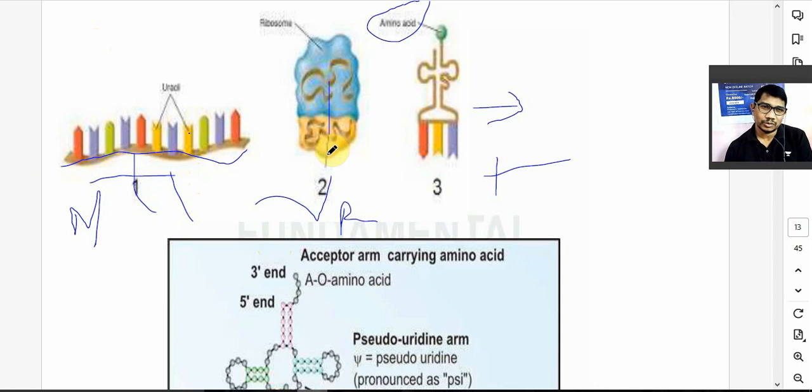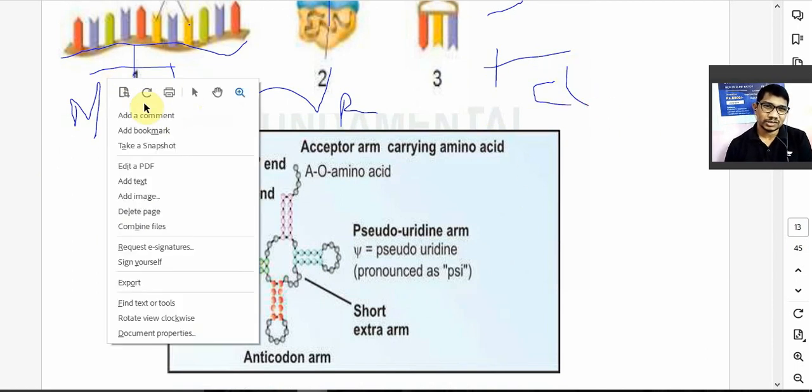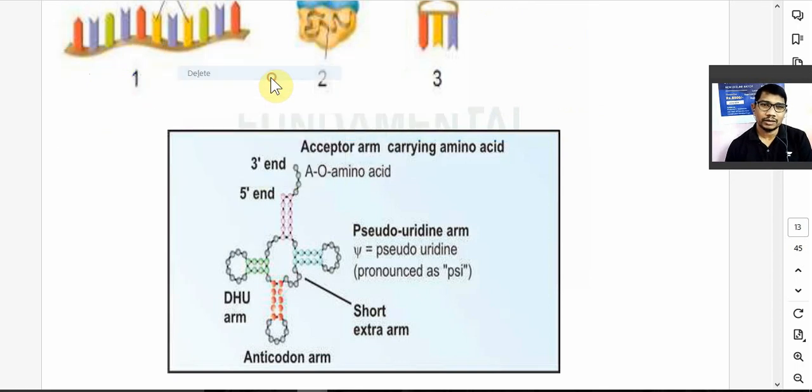Right, ribosomal RNA, mRNA and tRNA. Now tRNA will look like a clover leaf. The tRNA looks like a clover leaf. A question has already come on this. Which RNA will have a structure looking like a clover leaf? tRNA will look like a clover leaf.